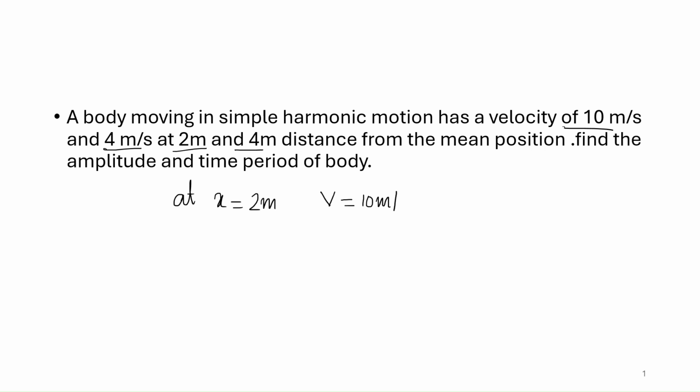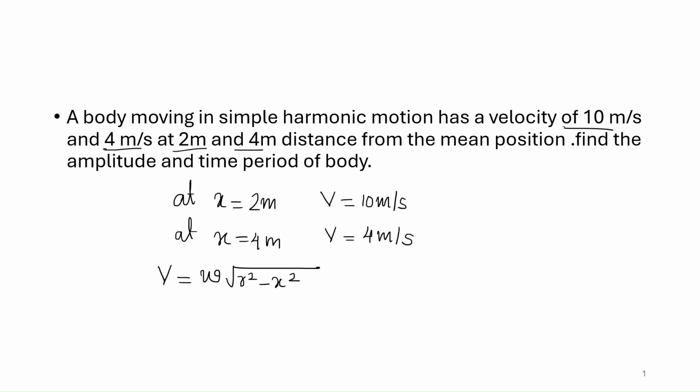to 10 meter per second, and at x is equal to 4 meter, the velocity v is equal to 4 meter per second. In simple harmonic motion, we know the equation of velocity: v is equal to angular velocity omega into square root of r square minus x square.